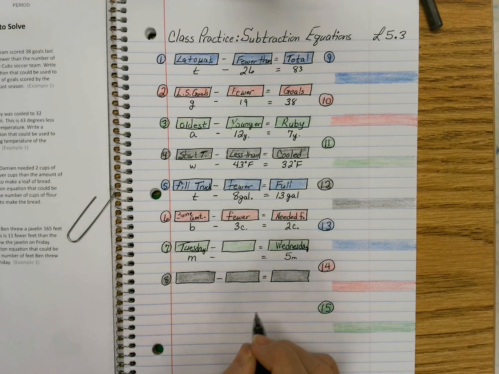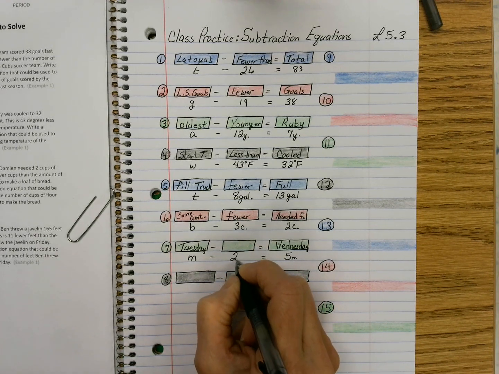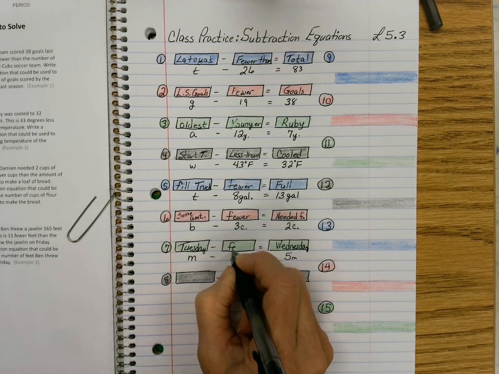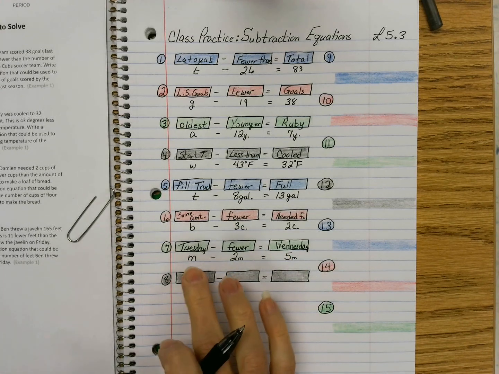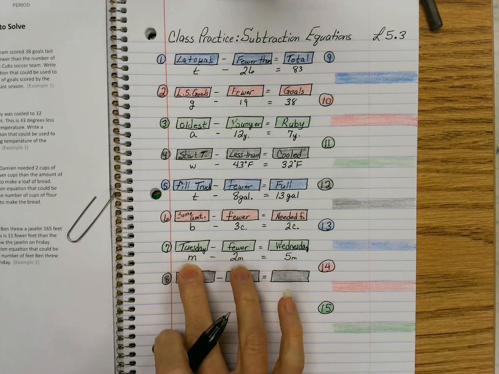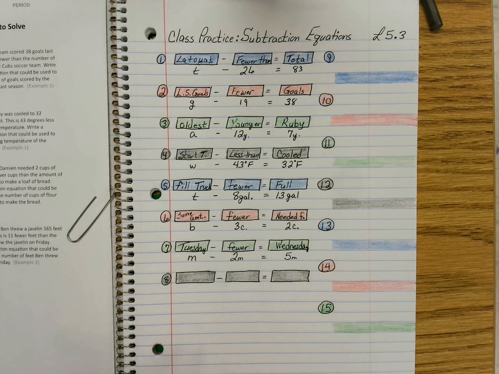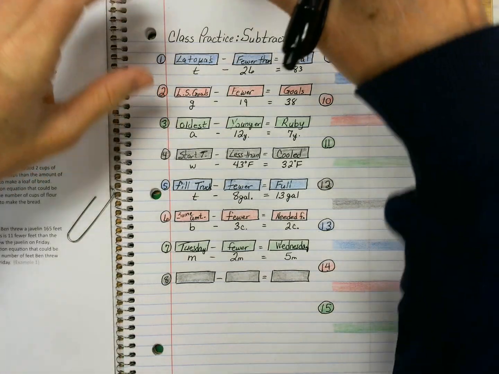And that is 2 miles fewer. Okay, so she ran some amount on Tuesday, which was 2 miles less than the 5 miles she ran on Wednesday. Okay?